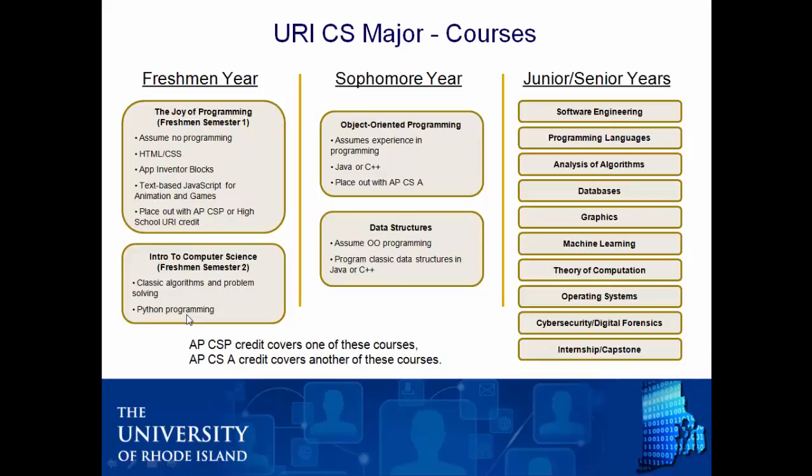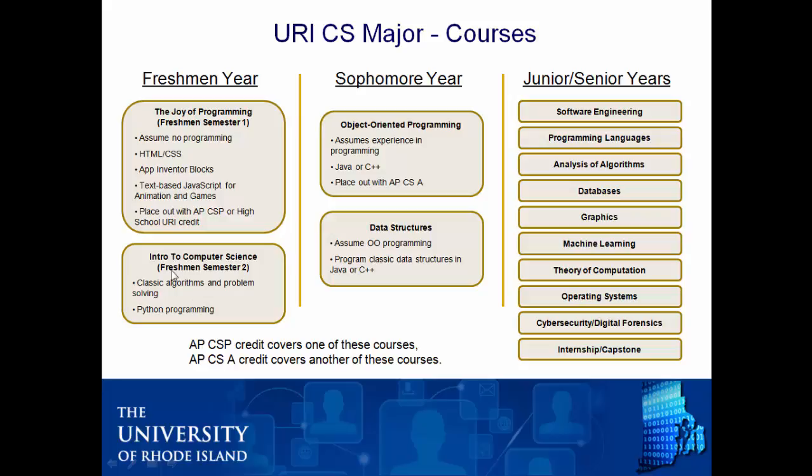So here's a look at a typical computer science major at the University of Rhode Island. First-year students, or freshmen, come in and they take 2 programming courses. Currently at URI, one is called The Joy of Programming, where you learn to do programming assuming you've never programmed before. If you have programmed before, you can place out of this course, or you can place out of it with AP Computer Science Principles credit or AP Computer Science A credit.